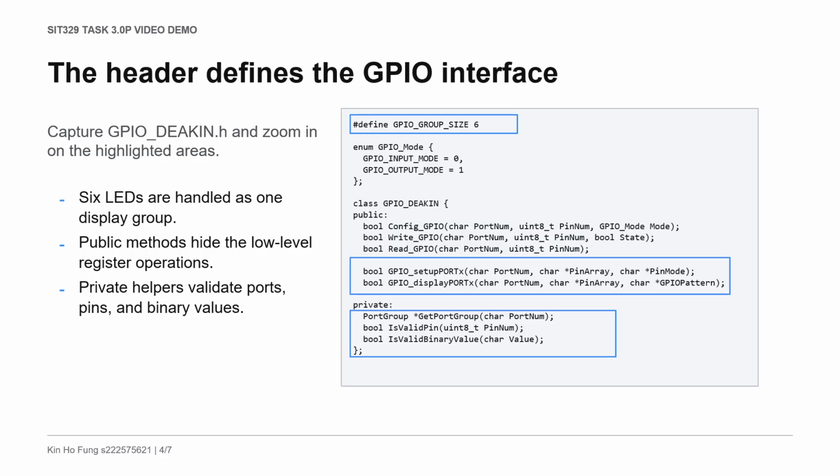GetPortGroup converts a port letter such as A into the correct SAMD21 port group pointer. And the validation function checks pin numbers and binary values. This file is important because it defines the abstraction used by the rest of the project.